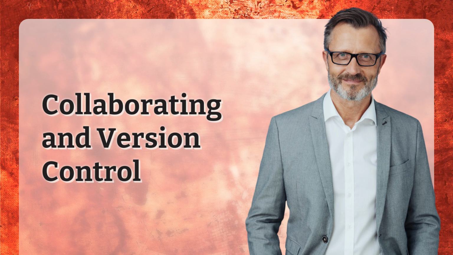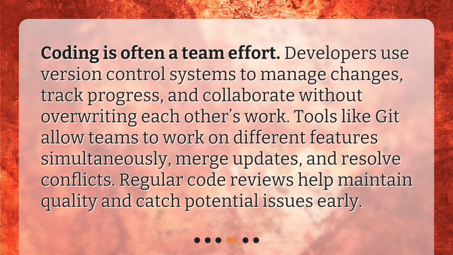Collaborating and version control. The coding is often a team effort. Developers use version control systems to manage changes, track progress, and collaborate without overwriting each other's work. Tools like Git allow teams to work on different features simultaneously, merge updates, and resolve conflicts. Regular code reviews help maintain quality and catch potential issues early.